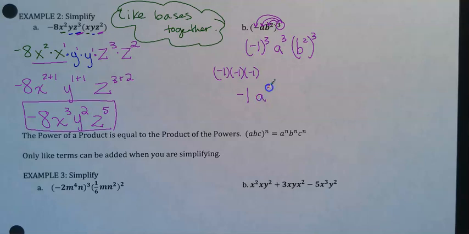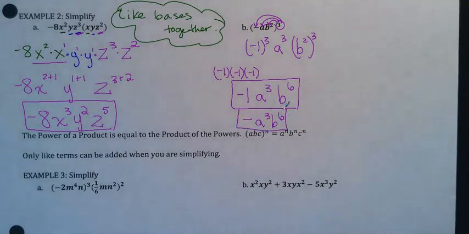And then we have a cubed. And then here, when we need to use the power property, which means 2 times 3. So this is going to be b to the 6th, because 2 times 3 is 6. And if you don't want to write the coefficient of 1, you don't. You could just have negative a cubed b to the 6th. That is also correct. So either of those is fine. Okay, I'm going to erase that and move up a little bit more.